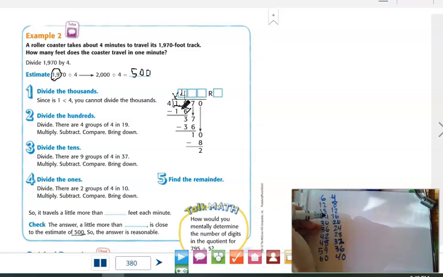Now I'm going to do 19 minus 16. 9 minus 6 is 3. 1 minus 1 is 0. Since 3 is less than 4, I know I got the right answer here, and I'm going to bring down the 7.